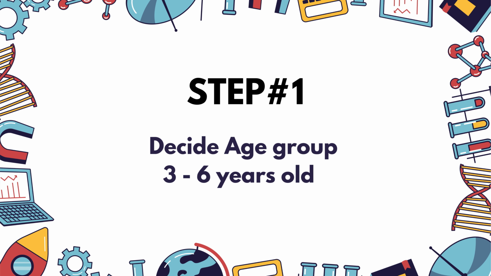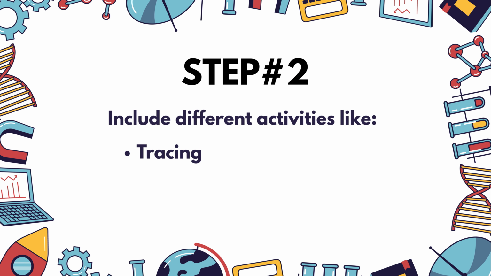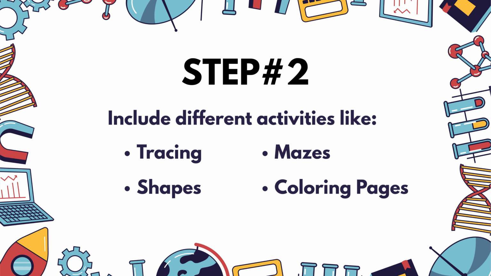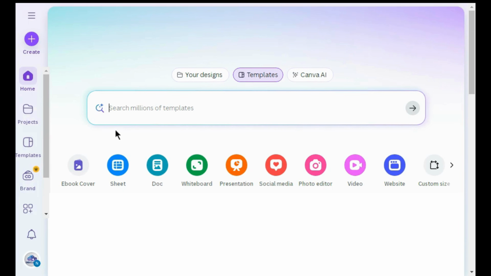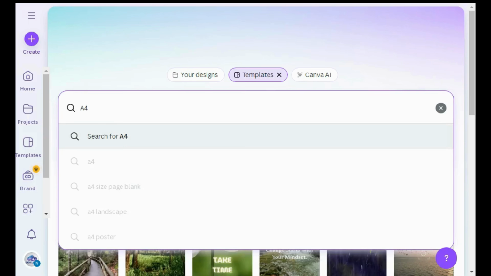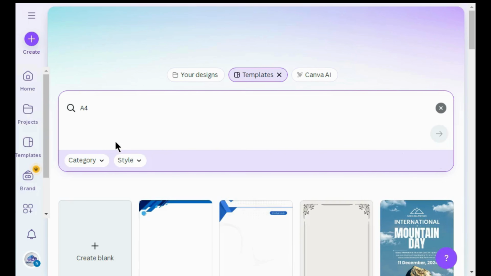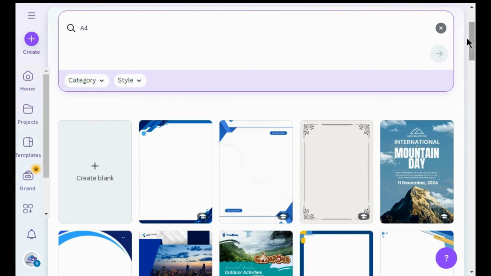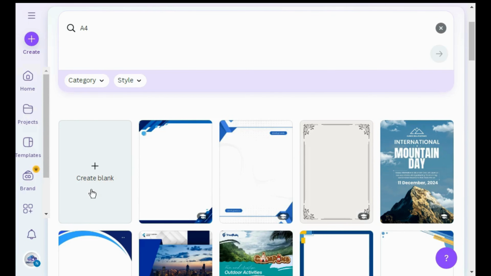Firstly, choose the age group of your audience and then design your content according to their level. Next, plan which activities you want to include. Always add a mix of activities like coloring, tracing, and shapes to balance fun with learning. Open Canva's homepage, go to the search bar and search for A4. I would recommend you to use a blank page.